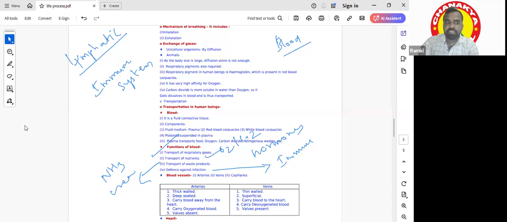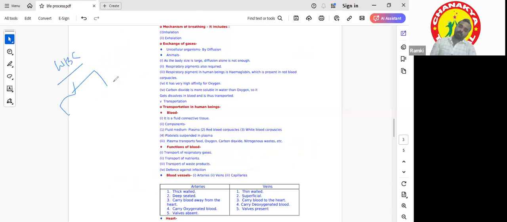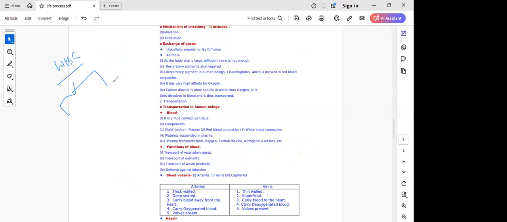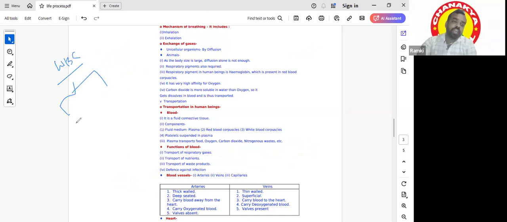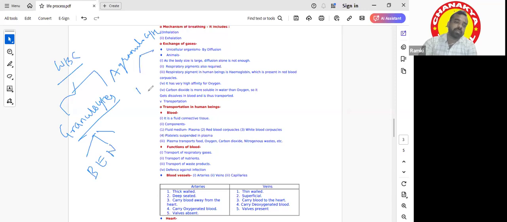WBCs are also classified into two types, dear. Do you know how the WBCs are classified? I don't know, sir. WBCs are classified into granulocytes and agranulocytes, based on the presence of granules. Granulocyte examples are basophil, eosinophil, and neutrophil. Agranulocytes are monocytes and lymphocytes. Note it down. It's a repeated question only.